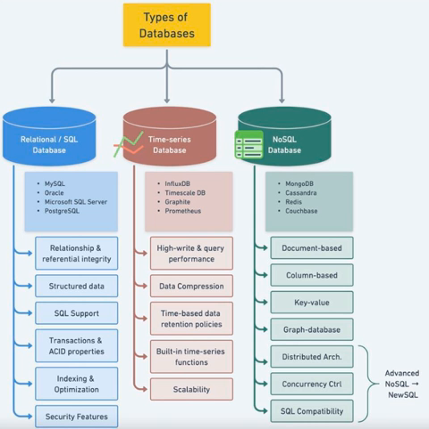And now coming to NoSQL databases, that is MongoDB, Cassandra, Redis, CouchDB, Couchbase. These are document-type databases, column-based data, key-values, graph databases, distributed architecture, concurrency control, and SQL compatibility. So these are the main differences between RDBMS, NoSQL, and time series databases.